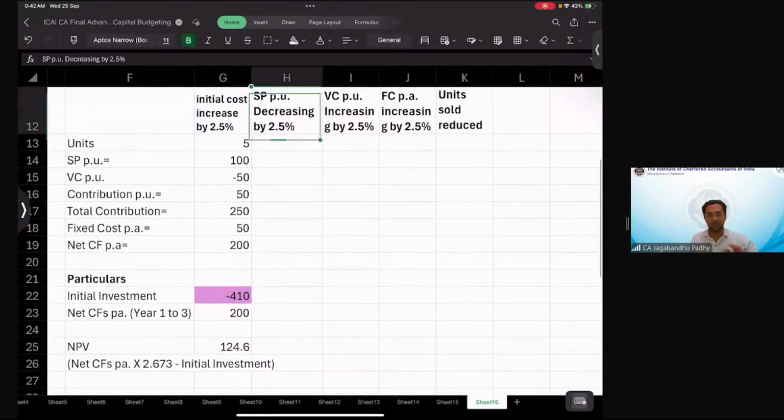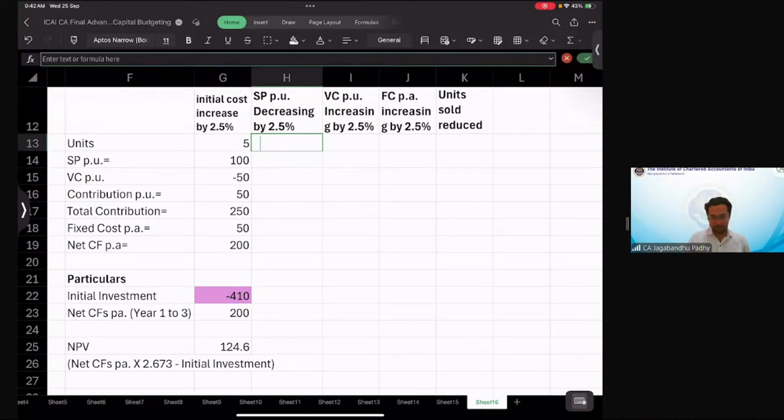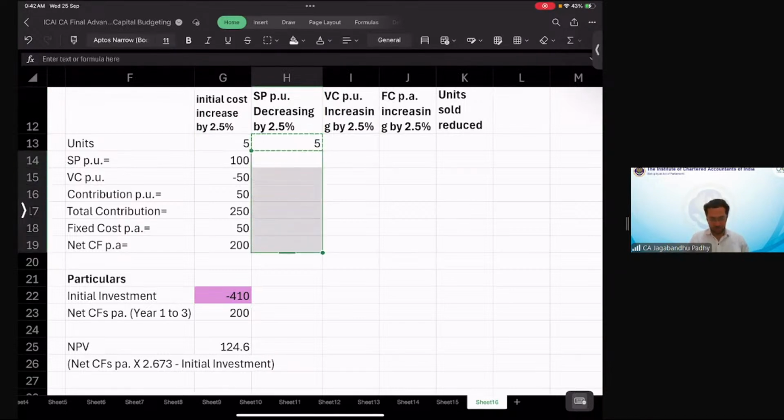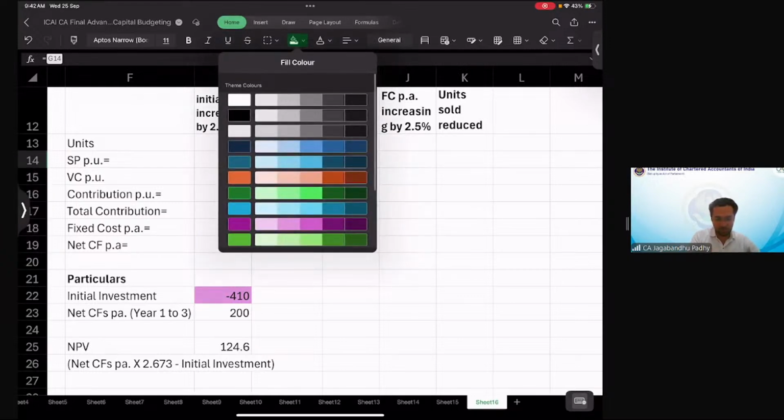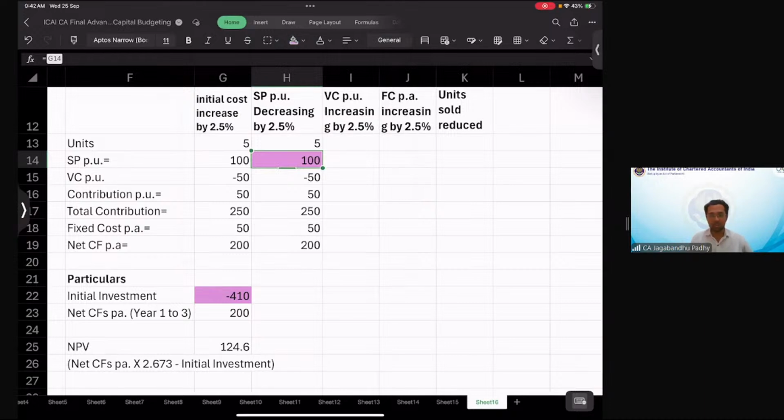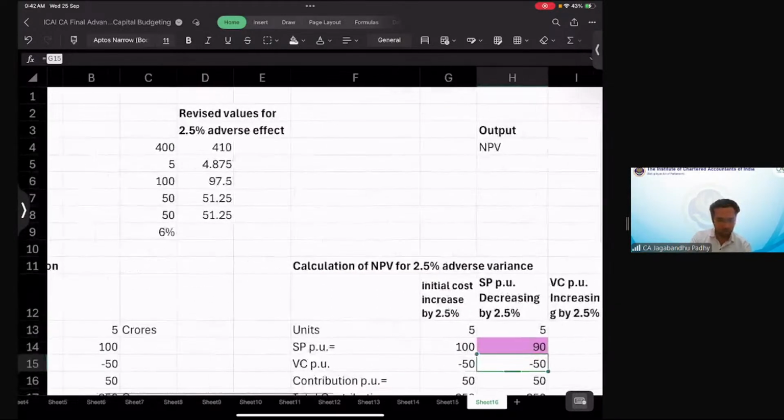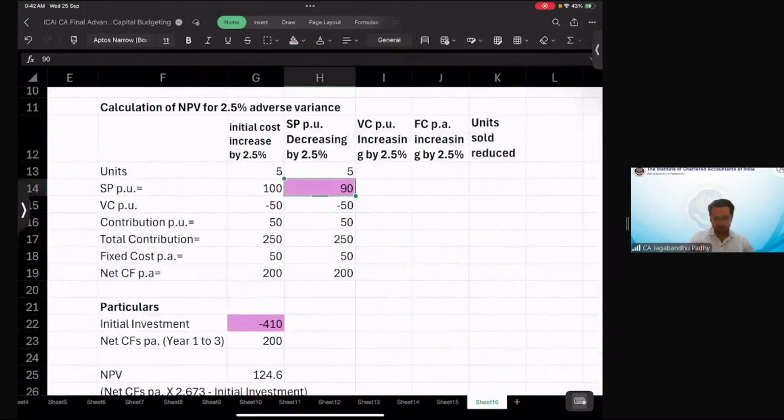Let's look at the second aspect. We are changing the selling price per unit by 2.5%. So all of them are going to remain same except one. Which one is going to change? The selling price per unit. Now we say selling price per unit is no more 100, but rather it is... 97.5. My bad, 2.5% reduction, so selling price is 97.5.